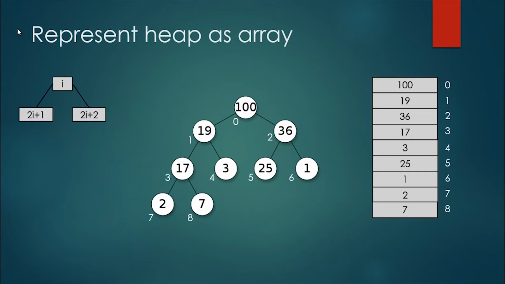And of course, if we want to make an algorithm, we have to make sure that if we have the ith node, we can find out its left and right child. If we have the node i, then 2 times i plus 1 will be the left child, and 2 times i plus 2 will be the right child in this array. So we can represent this heap tree structure with the help of a one-dimensional array.